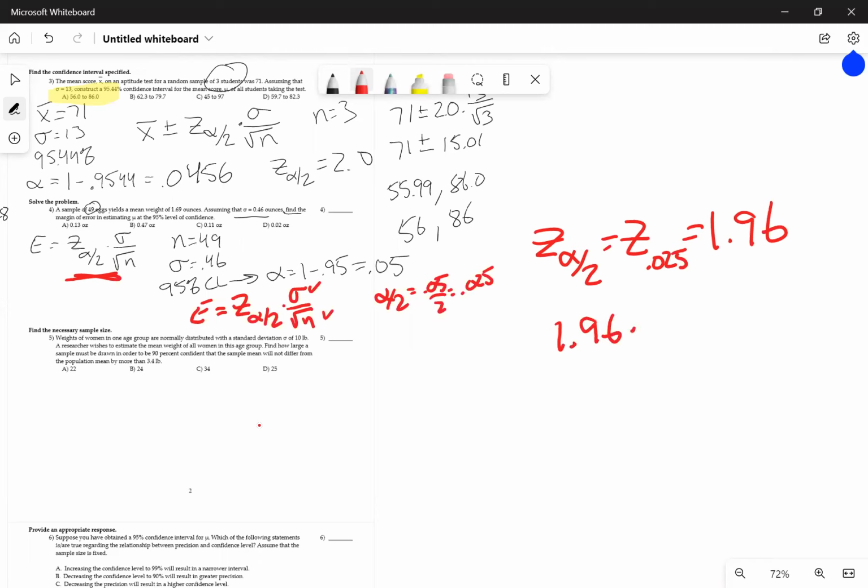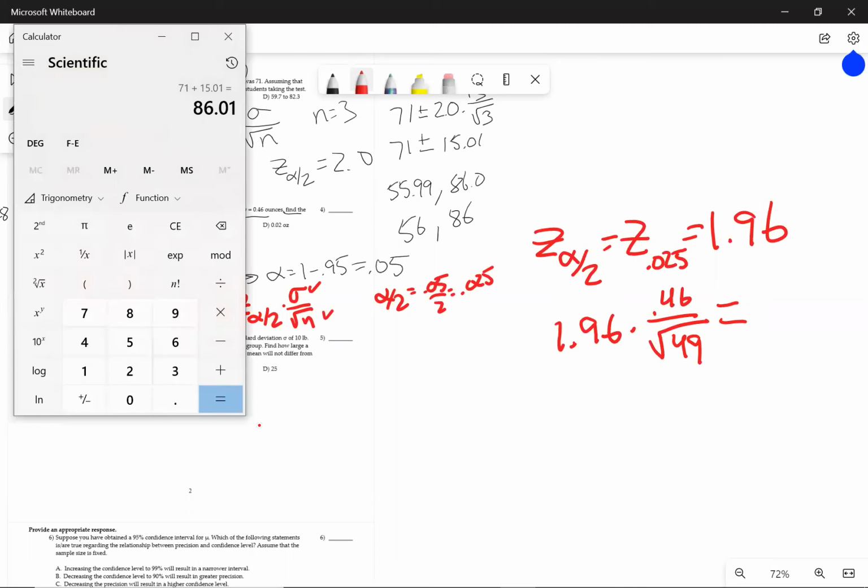So then my equation for my margin of error is 1.96 times the standard deviation, which is 0.46, over the square root of n, and n was 49, so it's the square root of 49. And I'm going to go to my calculator. So I have 0.46 divided by the square root of 49, which we know is 7. Oops, I typed in 46, making mistakes. 0.46 divided by the square root of 49, which we know is 7, which gives me that fun thing.